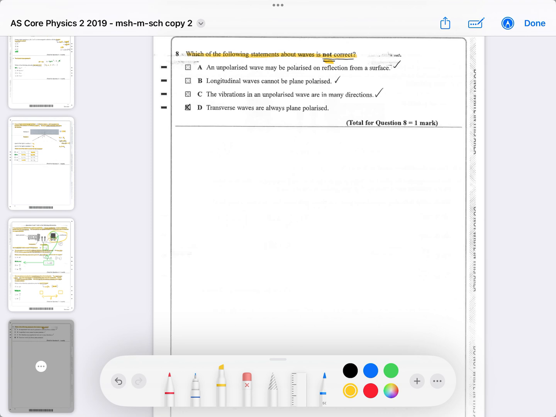Transverse waves are always plane polarized. Now, that's not true. I just told you that they're only polarized when you polarize them. So normally they're unpolarized. So D is incorrect. So the only logical answer is D.